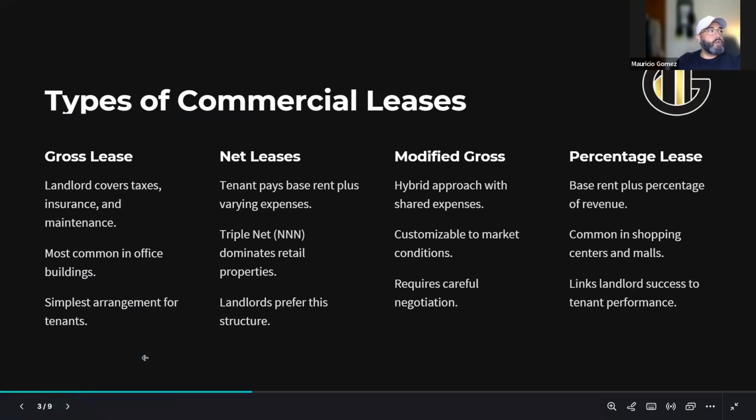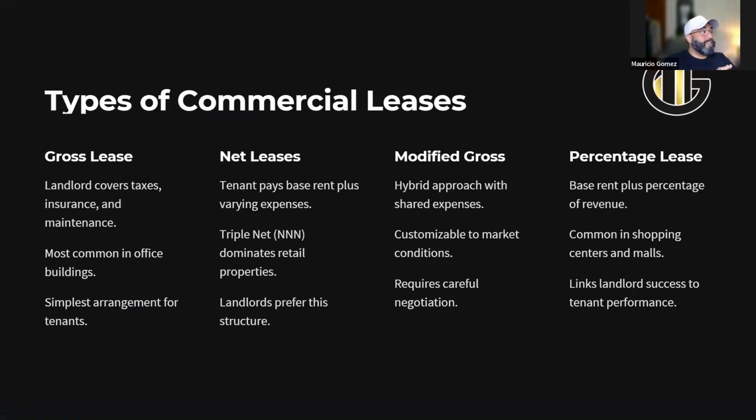So the four types of commercial leases are gross leases, where the landlord covers the taxes, insurance, and maintenance. It's most common in office buildings. Also, I see it in industrial, but not so much now. And it's the simplest arrangement. What is a gross lease? It means the rent is $5,000 a month.